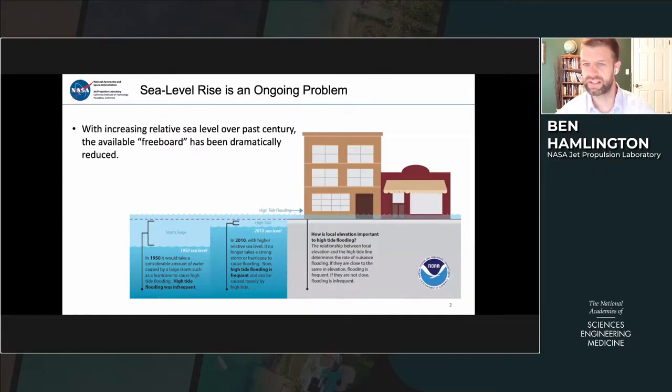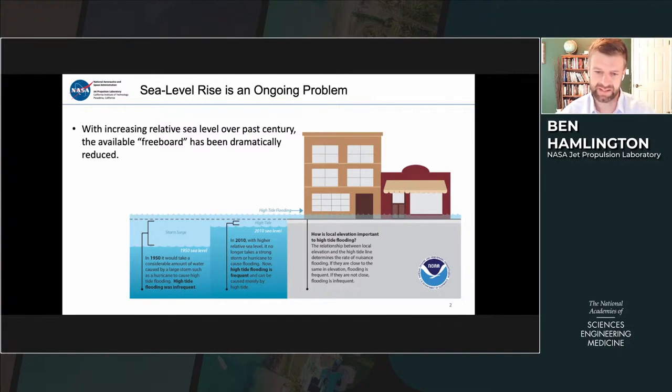So a lot of times we think of sea level as a future problem. I mean, you hear that a lot when we're talking about plans that by 2100, we're going to have a certain amount of flooding in coastal locations. But I want to try to reframe that a little bit and recognize that sea level rise is an ongoing and current problem. So this is a really nice graphic that's been put out by NOAA.